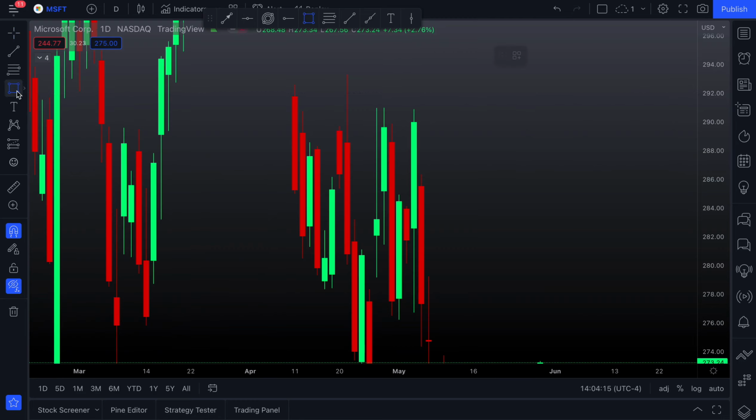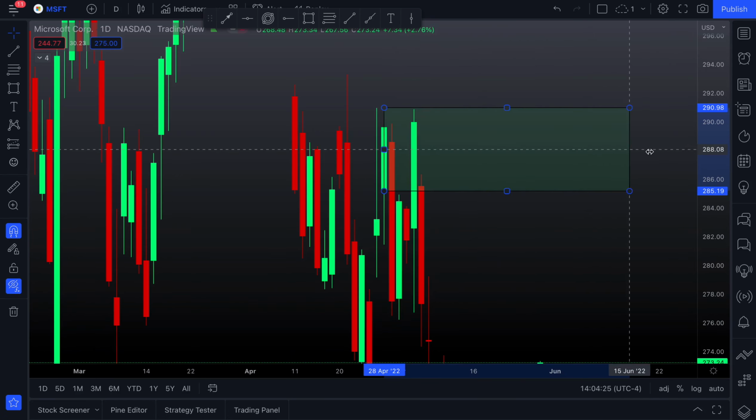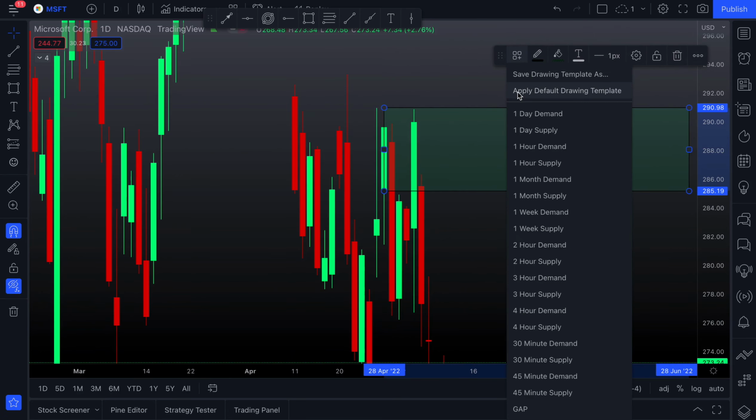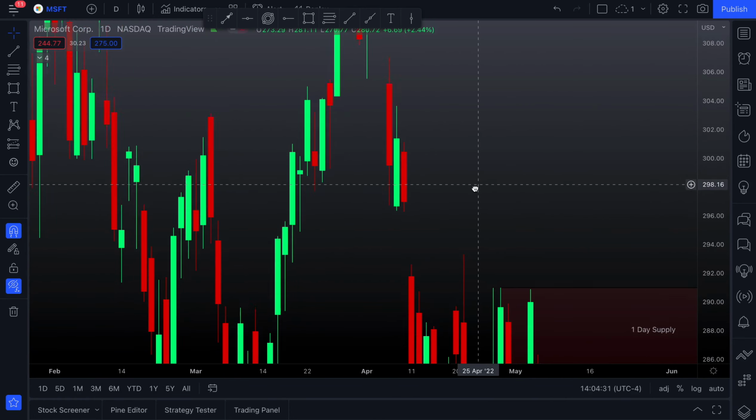So we have a standard supply. Open of the green basing candle all the way to the high of the same candle. We don't go to the high of the 2 since it's not engulfing. That's only for engulfing. So now we go 1 day supply. Keep looking.